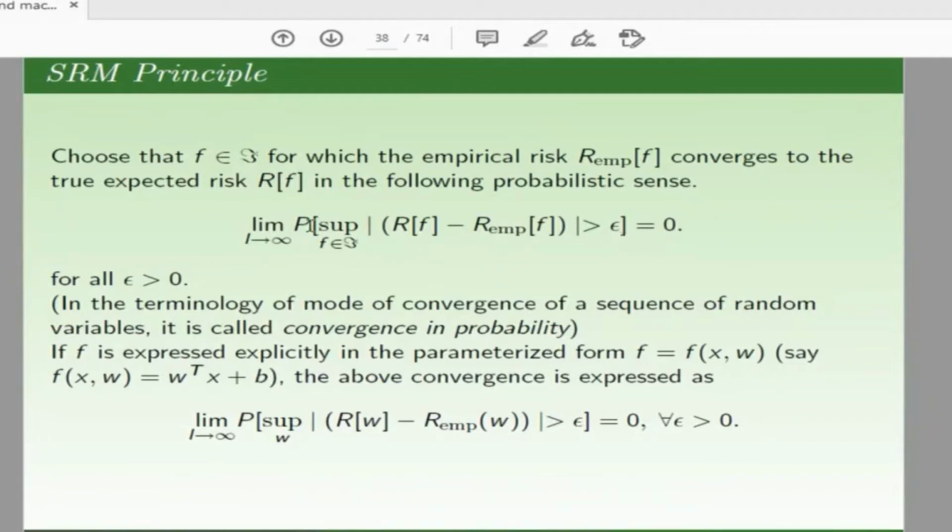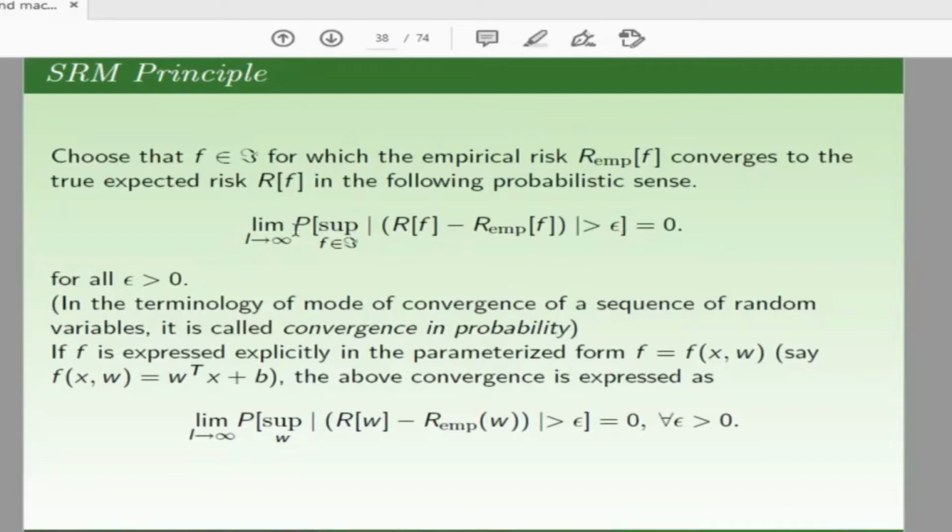So if somebody says that I am trying to implement the SRM principle, that simply means you are guaranteeing me this condition. The difference between the ERM principle and the SRM principle is that in ERM this sup was not there, so it was holding for a given f. In this case, because you have taken a sup here, this is holding for the entire family of functions f. And that is simply the uniform convergence.